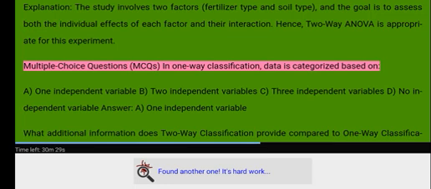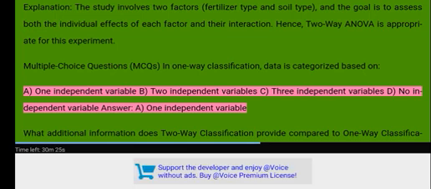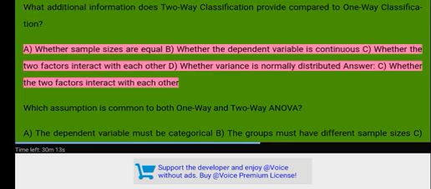Multiple choice questions, MCQs. In one-way classification, data is categorized based on A. One independent variable. B. Two independent variables. C. Three independent variables. D. No independent variable. Answer. One independent variable. What additional information does two-way classification provide compared to one-way classification? A. Whether sample sizes are equal. B. Whether the dependent variable is continuous. C. Whether the two factors interact with each other. D. Whether variance is normally distributed. Answer. C. Whether the two factors interact with each other.